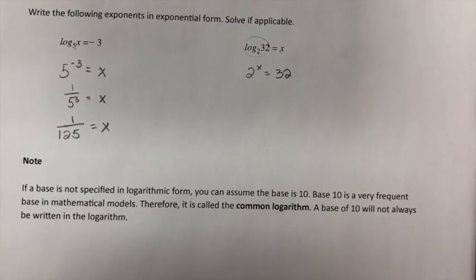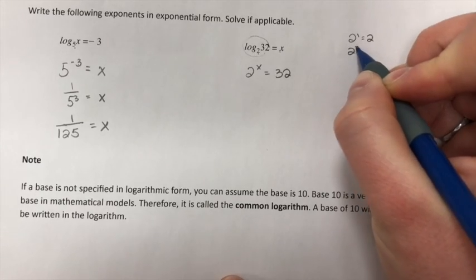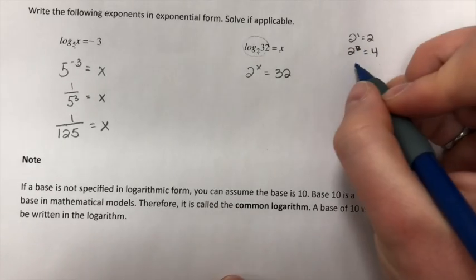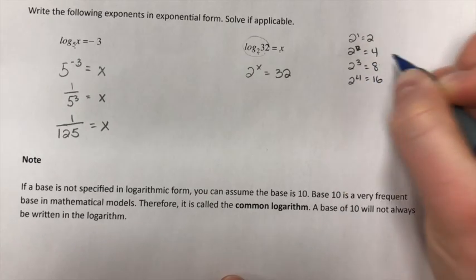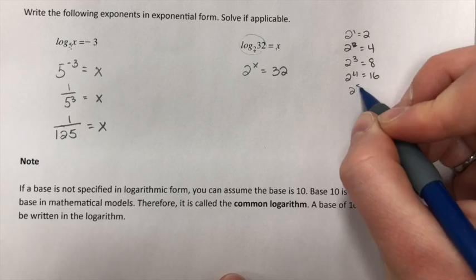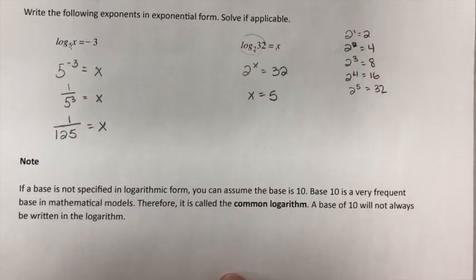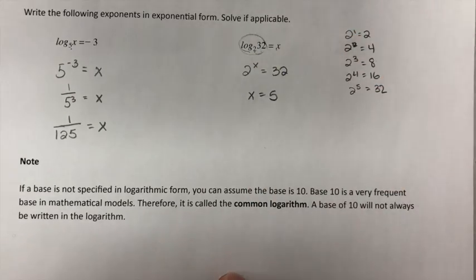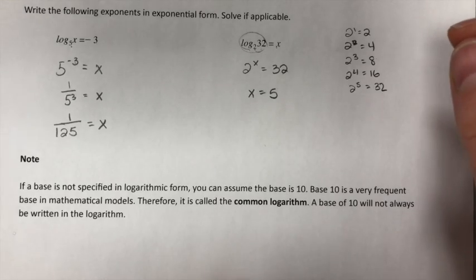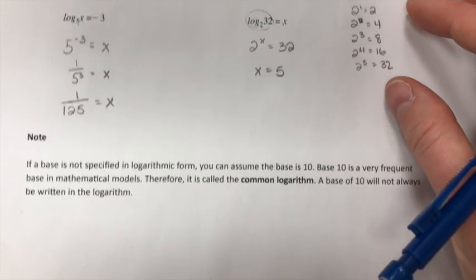So we can think through, okay, 2 to the 1 is 2, 2 squared is 4, 2 cubed is 8, 2 to the 4 is 16, right? See how we're multiplying by 2? 2 to the 5 is 32. So x would be equal to 5 there. And again, we could just punch that in, or we could punch in 2 to the 5 and make sure that we're right there. So there's a few different ways that we can think about this, okay?